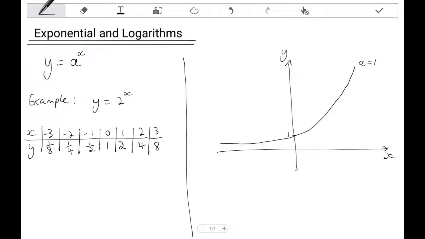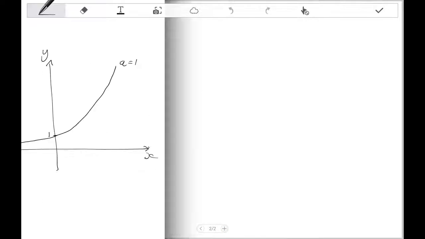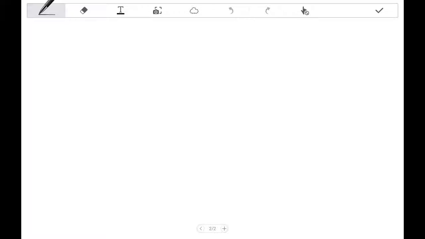Okay, so let's look at another example. We need to note a couple things. First, that all of these graphs will pass through the point 0, 1 for a being greater than 0. Okay, they will all do that. If a is less than 0, then it's another story, but we're going to be looking at a greater than 0, and they're all going to pass through that point there. So let's take a look at something now.